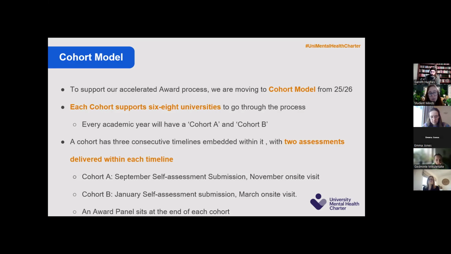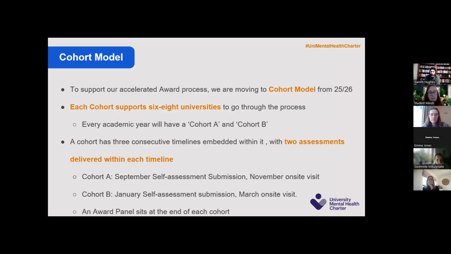So cohort A will always have a self-assessment submission in September and an on-site visit in November, and cohort B will have a self-assessment submission in January and an on-site visit in March. And each cohort has 3 consecutive timelines embedded within it. So there's 2 assessments running each week, basically.